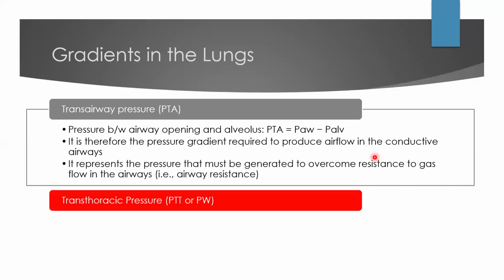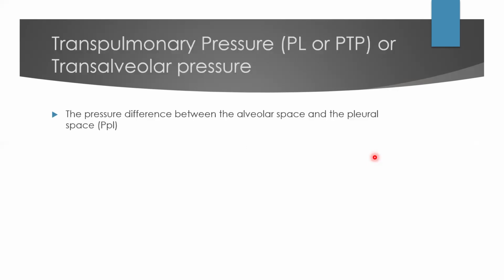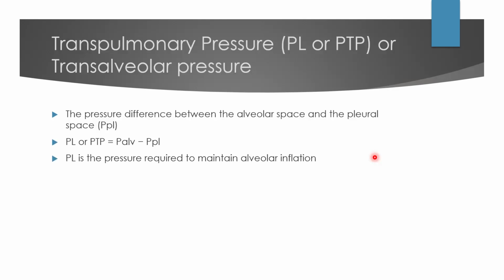Then transthoracic pressure is the pressure difference across the thorax, which includes the lung and the chest wall. So it is the pressure required to expand the lung along with the chest wall. So transpulmonary pressure is the pressure difference between the alveolar space and the pleural space. We already said that.